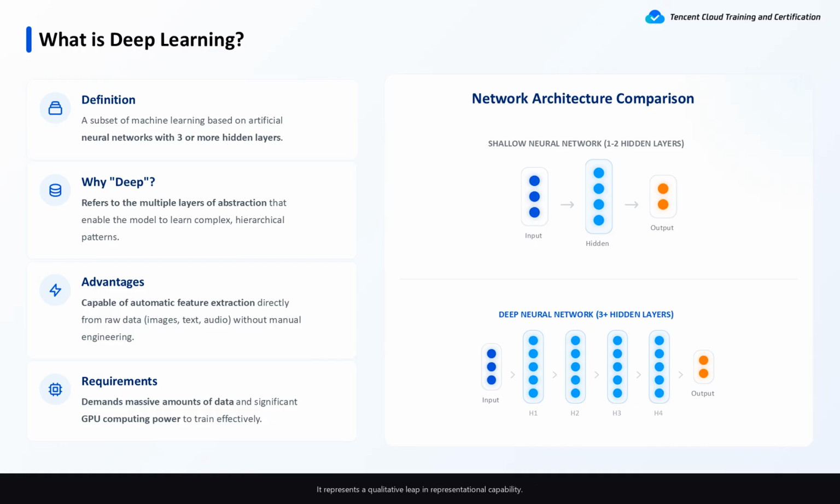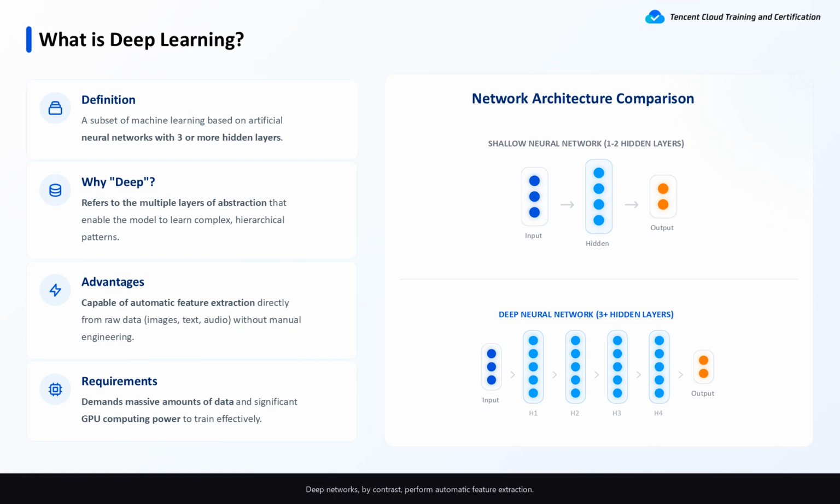It represents a qualitative leap in representational capability. Shallow networks with 1 or 2 hidden layers are capable learners, but generally require carefully hand-engineered input features. Engineers must decide which aspects of the raw data to encode, a process that is expensive, domain-specific, and inherently limiting.